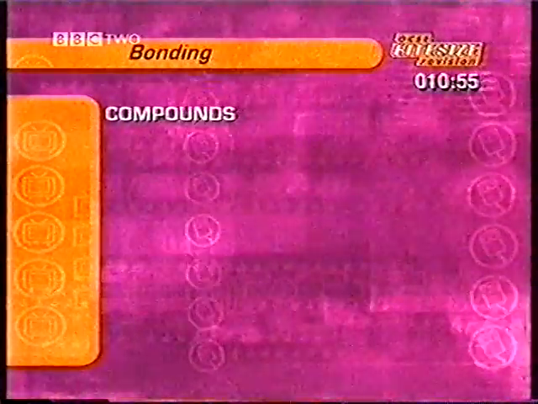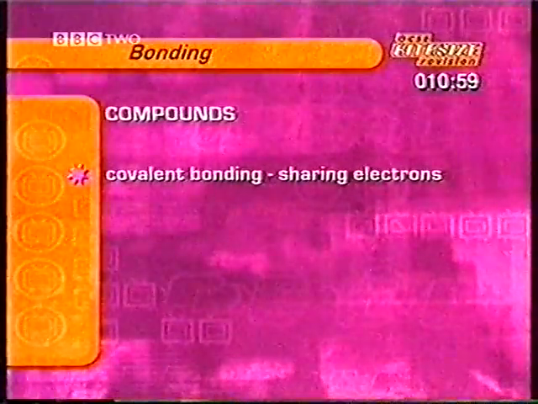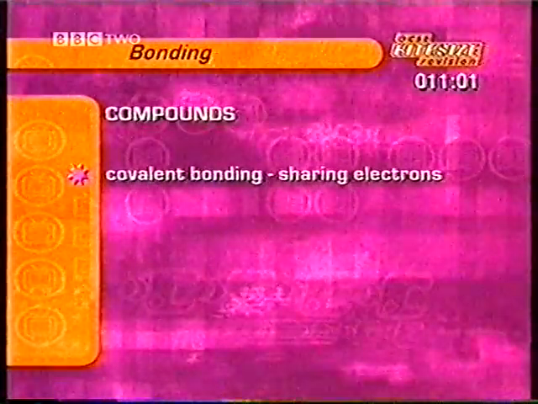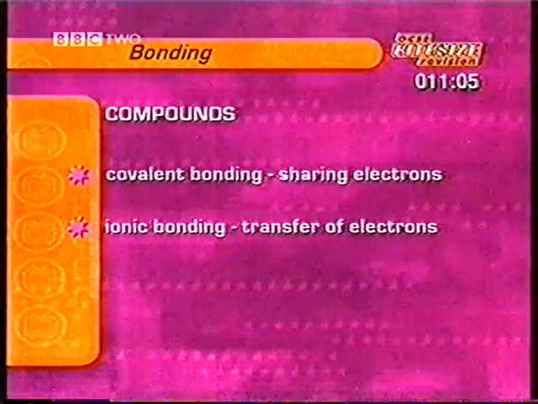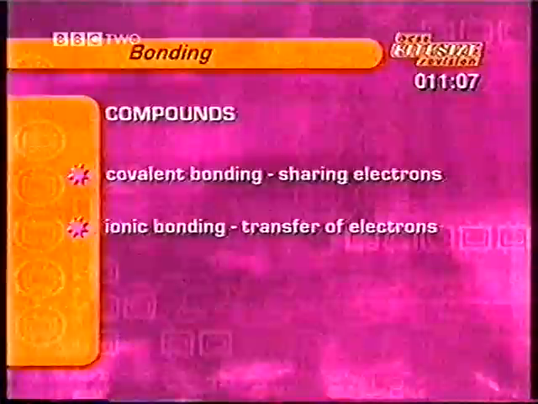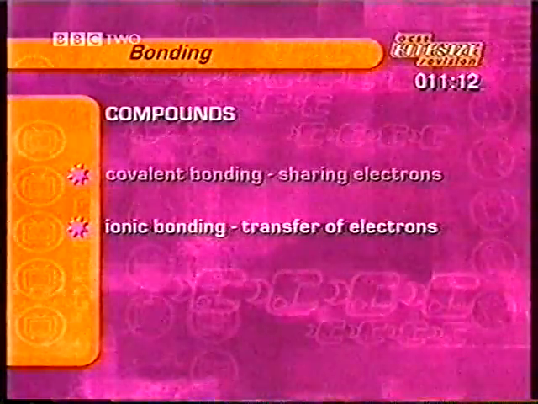We saw two types of chemical bonding there. Covalent bonding is when atoms share some of the same electrons in their outer shells. Ionic bonding is when electrons transfer from the outer shell of one atom to the outer shell of another. First, more about ionic bonding.